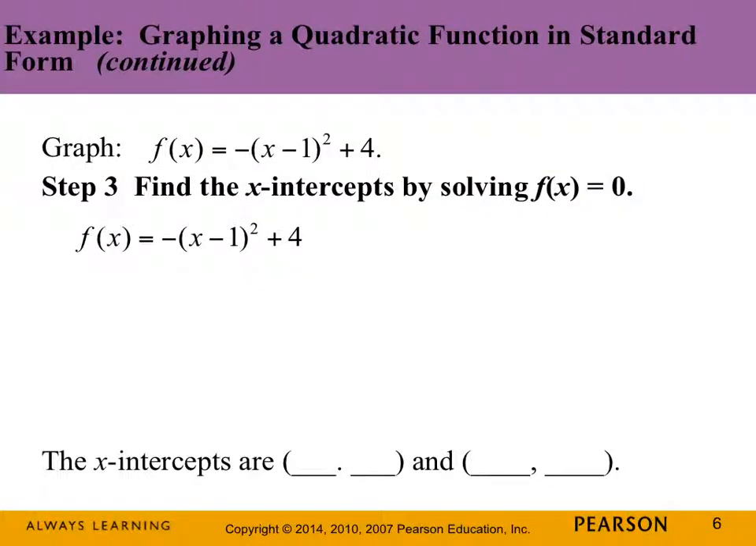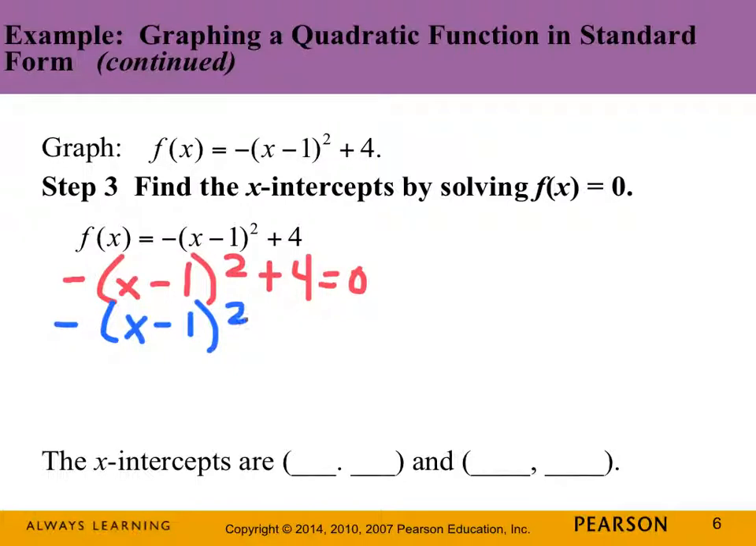Okay, so on step 3, we need to find the x-intercepts by solving f of x equals 0. So we set the function they give us equal to 0. Now, I think I might like to subtract 4 from both sides first. And then probably let's either multiply or divide both sides by -1. Either way, the outcome's the same.